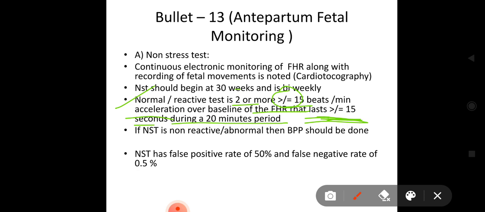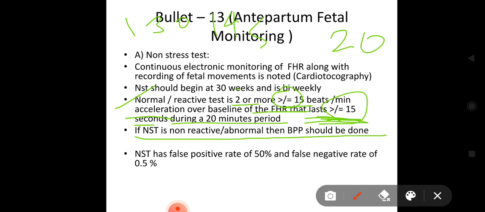Okay, remember this properly. You monitor for 20 minutes. In that 20 minutes, if the baseline heart rate was 130, then we have to see an acceleration of more than or equal to 15, that is up to 145, and it lasts for more than or equal to 15 seconds. So these are all the parameters. If NST is non-reactive, abnormal, then BPP should be done.